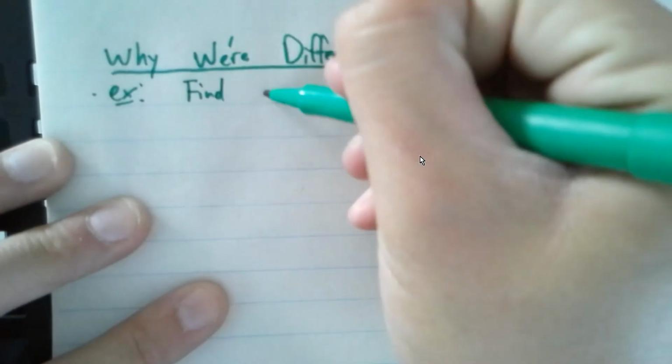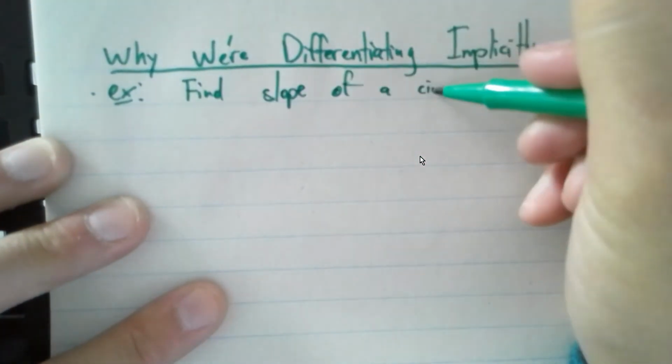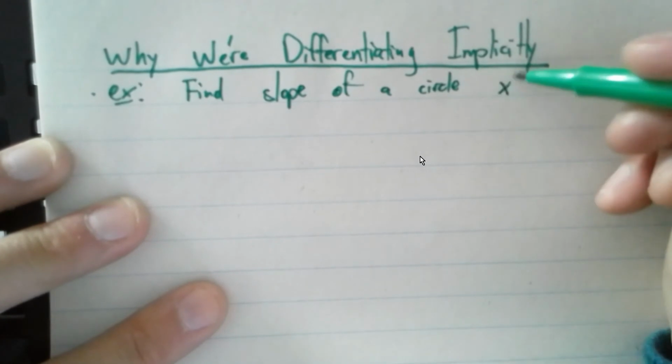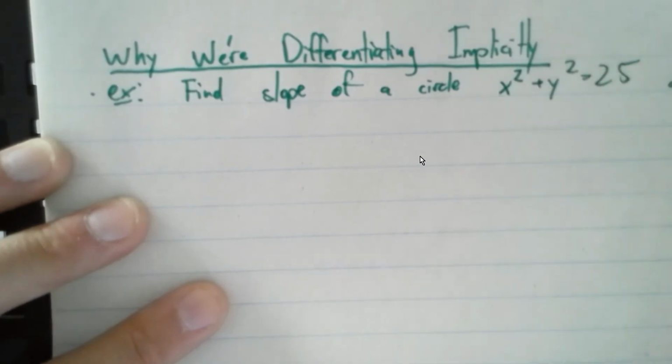So I'm going to write it in a way where you might see it posed to you as a question in the future. It might ask you to find the slope of a circle, x squared plus y squared is equal to 25 at the point, I'm sorry.